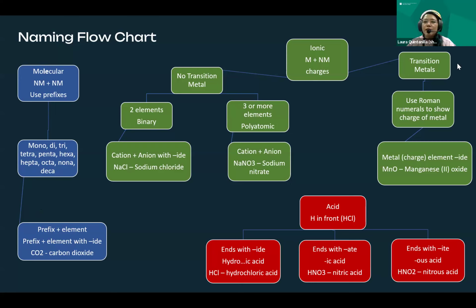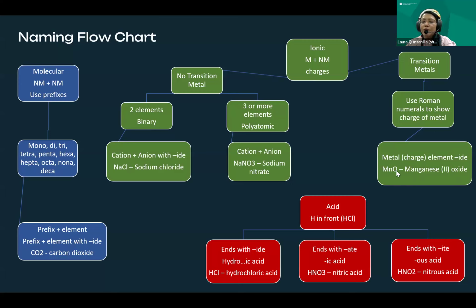The second one you're going to see is ionic. Ionic is going to be a metal and a nonmetal. And ions are all about charges. Those are cations and anions: your positively charged cation and your negatively charged anion. There are two different buckets for those. One is either it has a transitional metal or it does not. If you recall, we'll go over the periodic table again, but transitional metals are the ones in the middle. If it has a transitional metal, you have to use Roman numerals, and that Roman numeral always represents the charge of the metal.